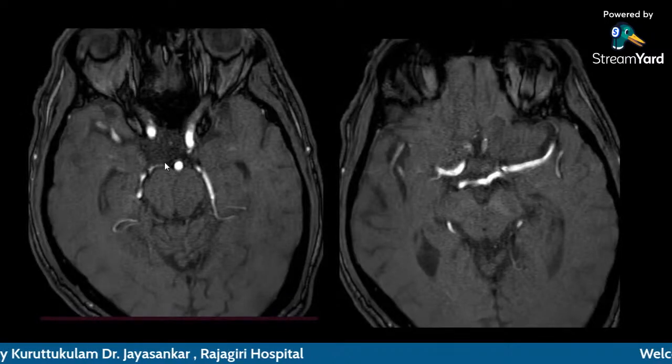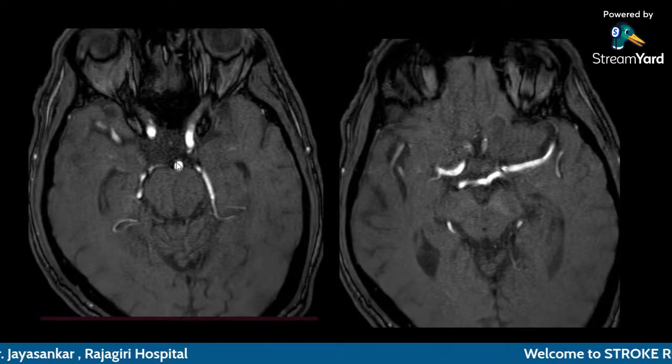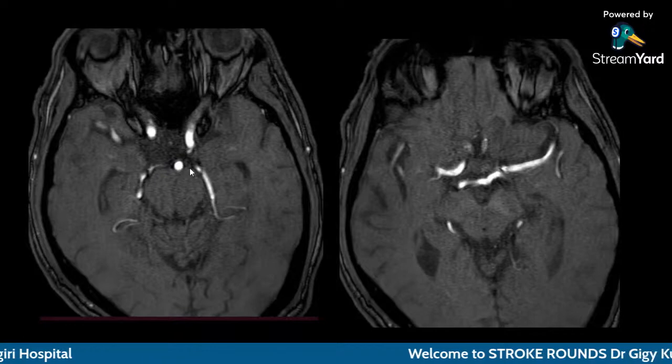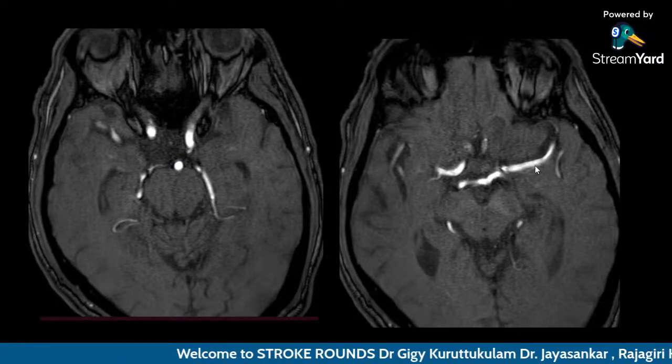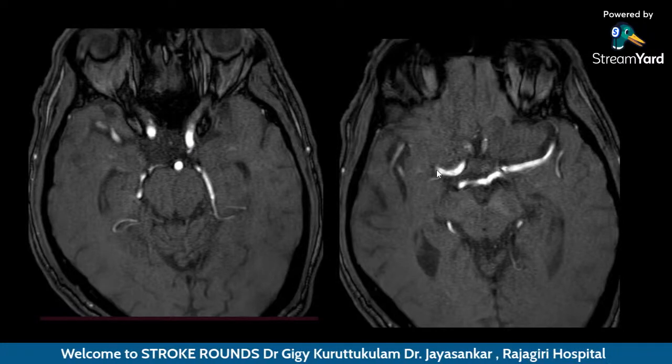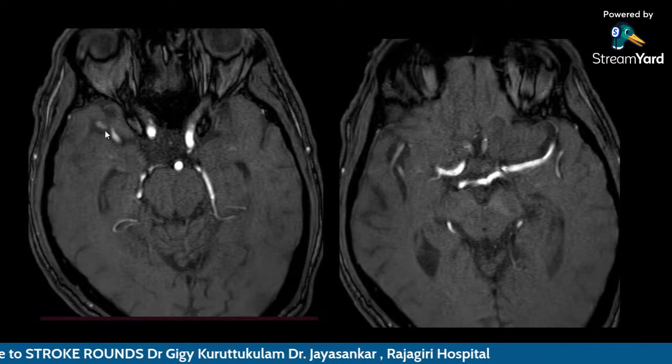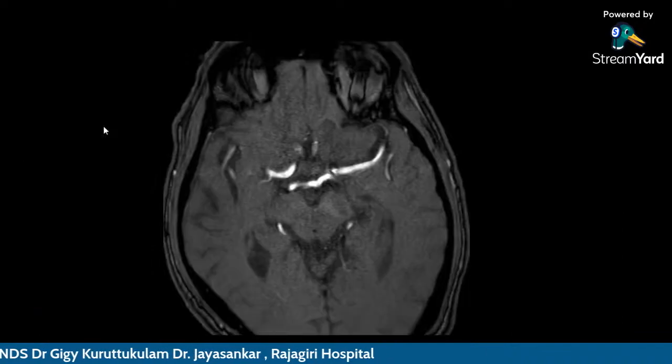These are the axial images. Which are the vessels? This is the basilar artery. This is the posterior cerebral artery. This is the left internal carotid artery, left MCA, right MCA. And here you can see the disease segment.